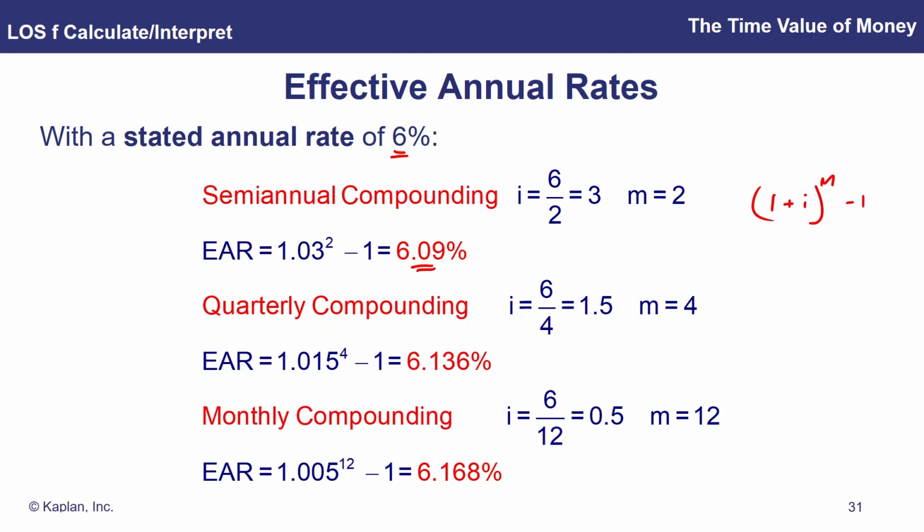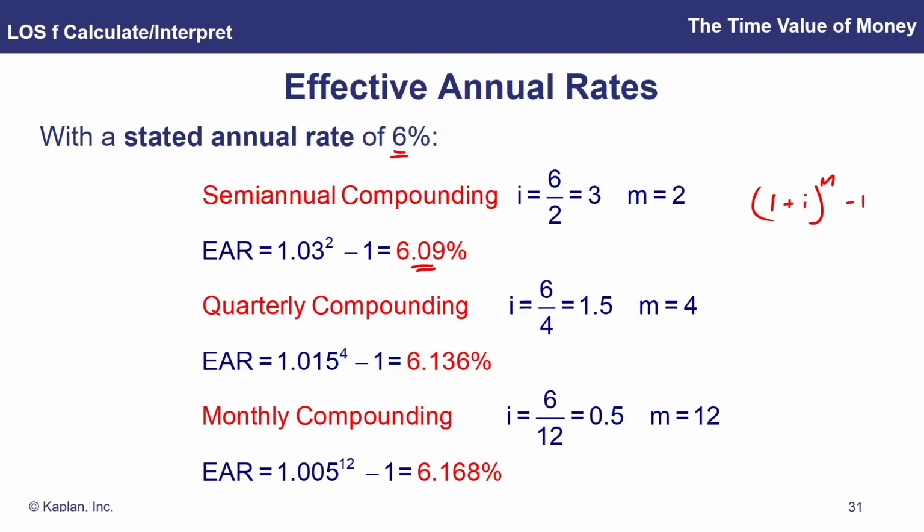Why? Because it includes the fact that you're earning interest on interest in the second lot of 6 months. With quarterly compounding, of course, it's going to go up again. So i here is 6 divided by 4, so a quarterly rate of 1.5%. Number of quarters in a year, 4. So 1.015 to the power of 4 less 1, 6.136%. It's higher again because now we're earning interest on interest on a quarterly basis rather than a semi-annual basis.